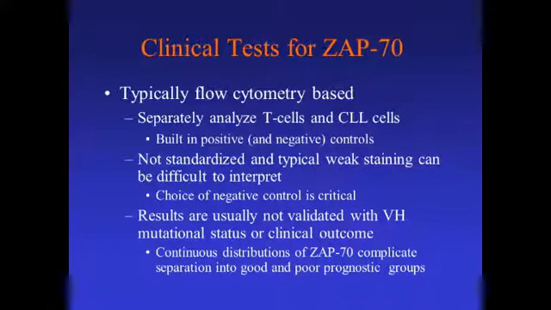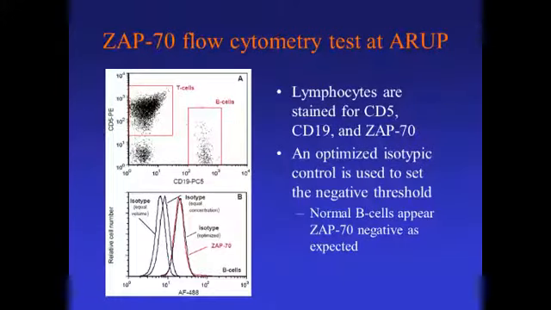And actually the flow cytometry community has been working with this for six or seven years and really hasn't come up with much of anything, to tell you the truth. The other problem is people who develop these assays don't validate them by looking at mutational status of their cases or clinical data. Clinical outcome data is very difficult; there are only a few labs that have done that. They also produce continuous distributions of ZAP values, so it's really difficult to separate CLL into good and bad prognostic groups. We've got a much better assay here, so that's why I'm plugging this.